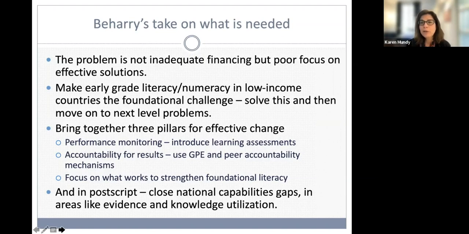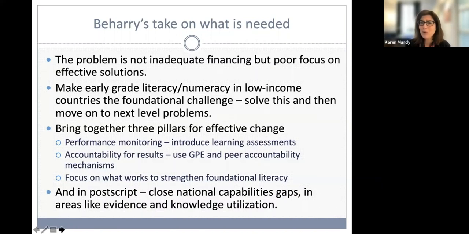And he argues that if we could solve this as an international community, then we'd have the muscle to move on to the next level of problem, next order problems. He argues for three pillars of effective change in the delivery of international aid. So much more monitoring of performance, and indeed introducing learning assessments as the main measure of that performance, more accountability for results, both at the country level and at the global level through the Global Partnership for Education primarily, and then more focus on what works to strengthen foundational literacy.